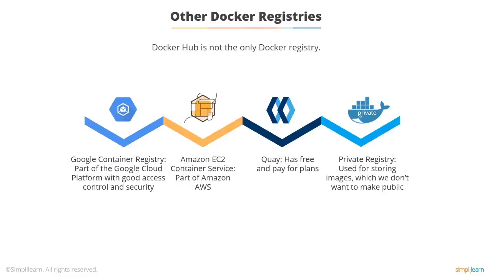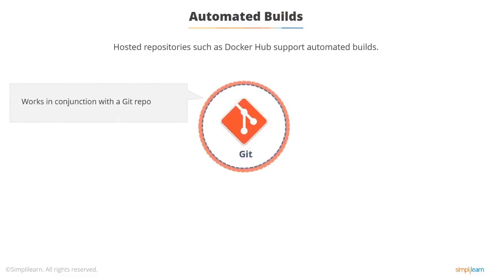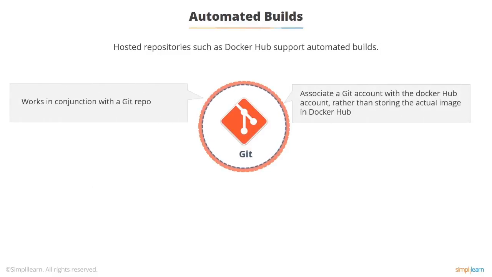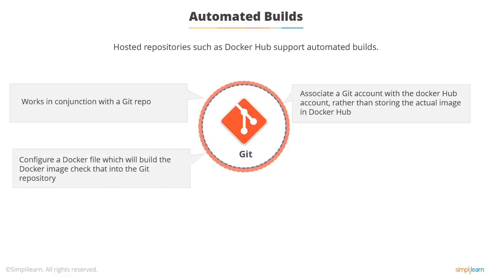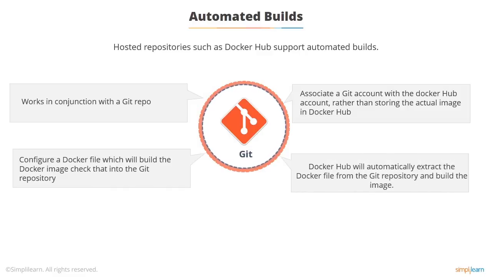Automated builds work in conjunction with a Git repository. What happens is that your Docker Hub account is connected to one of your GitHub accounts or other Git accounts. So you have a Docker Hub account where you store your images. You also have an associated Git account which is one of yours as well. You connect the two together. So rather than store the actual images in Docker Hub, what you do is just configure a Dockerfile which will build a Docker image, check that into the Git repository, and Docker Hub will automatically extract the Dockerfile from the Git repository and build the image for you. This is the preferred solution, and some accounts require this to be the case. The whole idea being that you don't build the images, Docker Hub does.